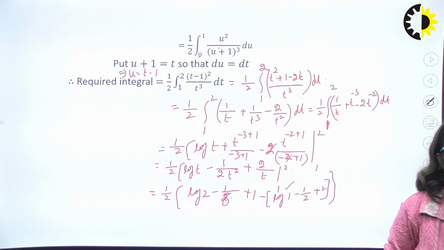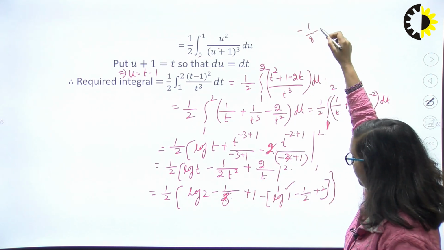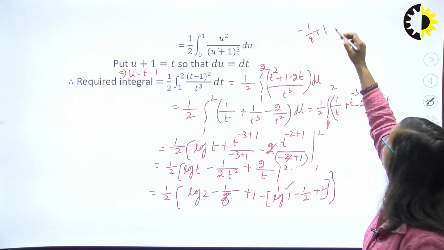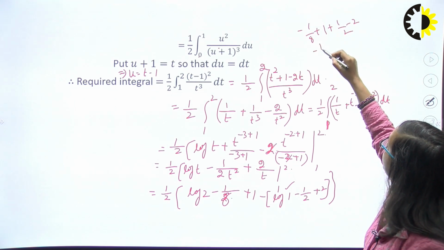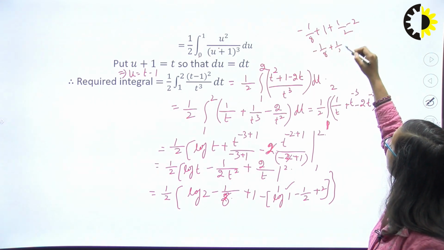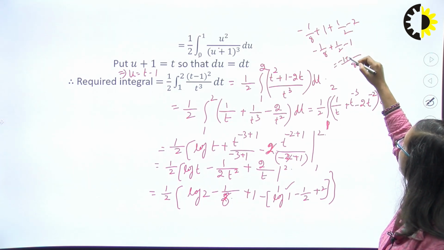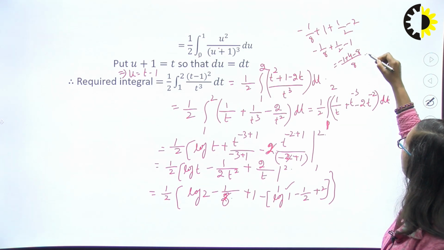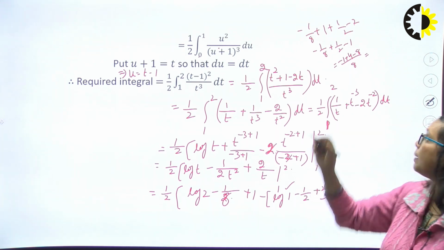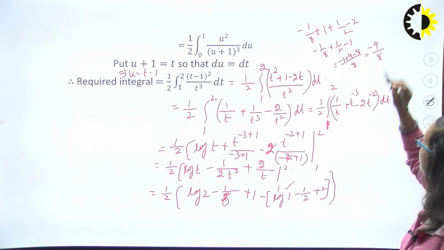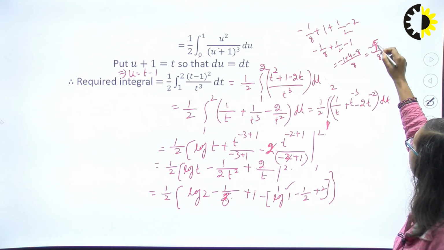Okay. And solving these values, it's minus 1 by 8 plus 1 minus minus plus 1 by 2 and minus 2. I get minus 1 by 8 plus 1 by 2 and minus 1 plus 2 is minus 1. Taking the LCM 8, it's minus 1 plus 2 4s are 8, 4 minus 8. So I get minus 9 plus 4, that is minus 9 by 8. Sorry, minus 9 plus 4 will become minus 5 by 8 we are getting over here.